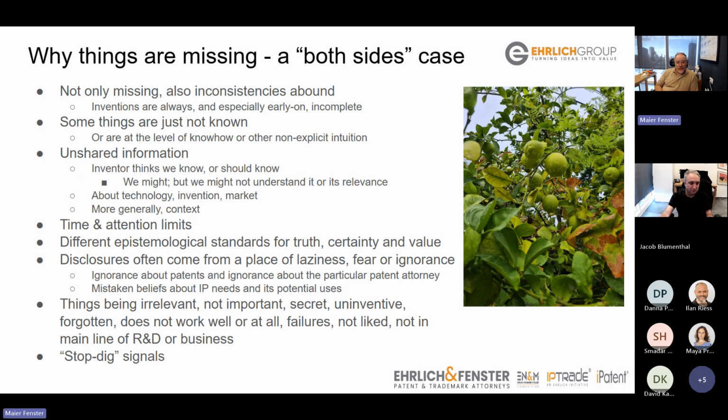What is considered to be true or certain and what has value, I find that inventors look at it very differently from patent attorneys. And that affects, of course, what they say and what we want to hear.